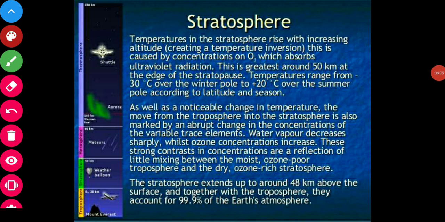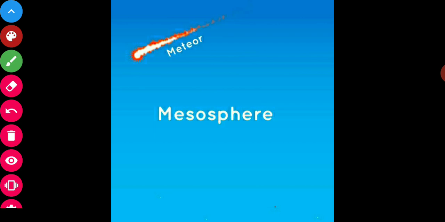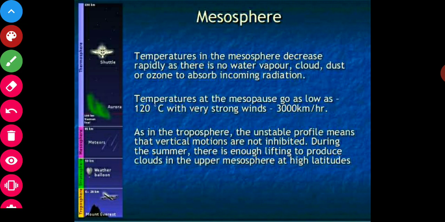The layer next to stratosphere is mesosphere. This mesosphere lies above the stratosphere and extends up to a height of 80 kilometers. Temperatures in the mesosphere decrease rapidly as there is no water vapor, cloud, dust or ozone to absorb incoming radiations. The mesopause is the boundary between the mesosphere and the next layer. The temperature at the mesopause goes as low as minus 120 degrees with very strong winds.